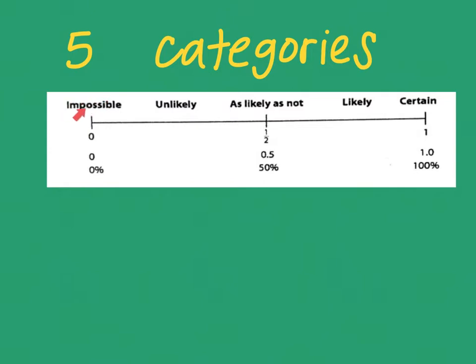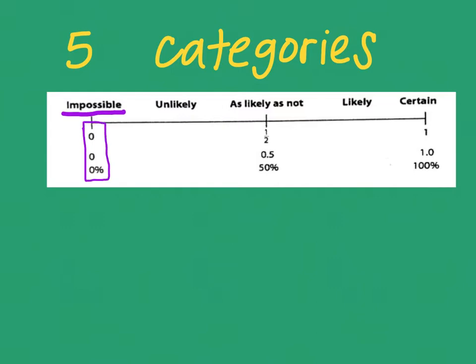They are when something is impossible, there's absolutely 0% chance of it happening. So this is a percent. A decimal would just be 0, and then fraction is also 0. So I'm going to go over these with different colors. So if something is impossible, there's no chance of it happening, then we would say 0 or 0%.